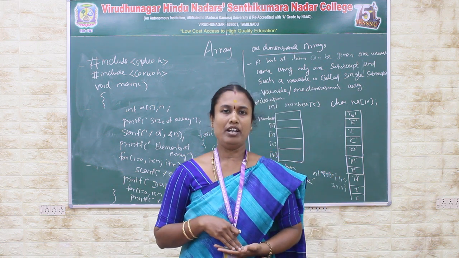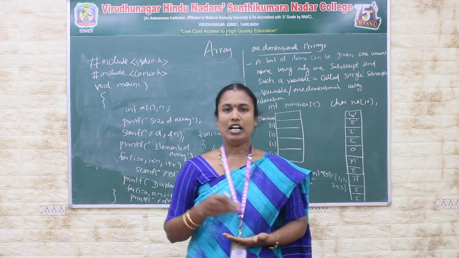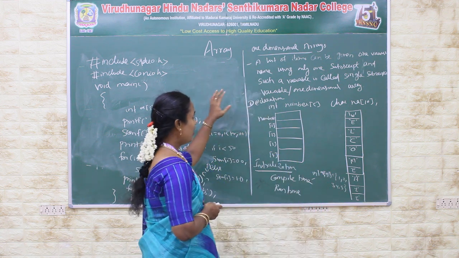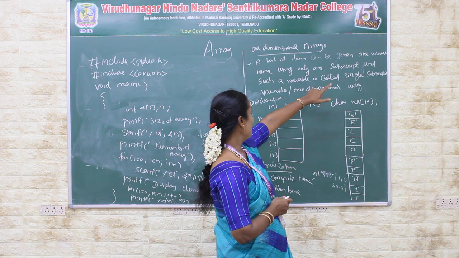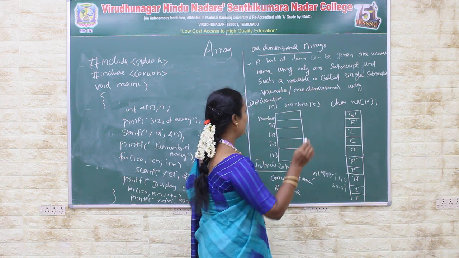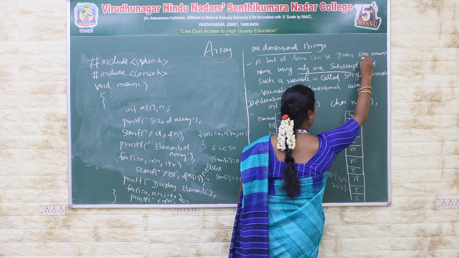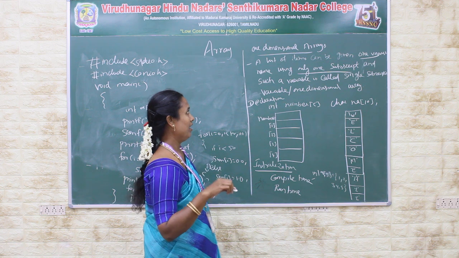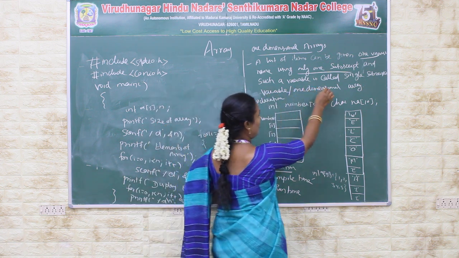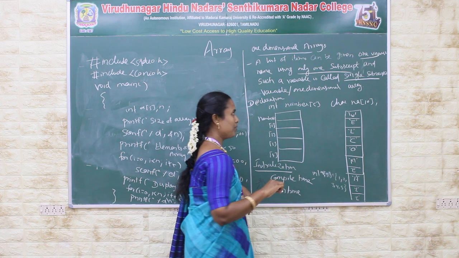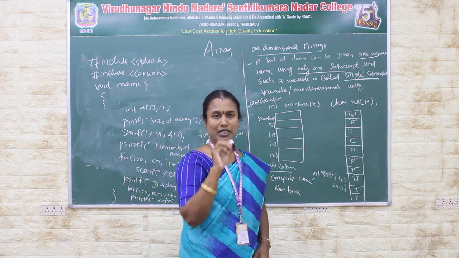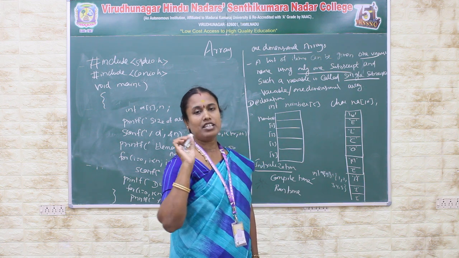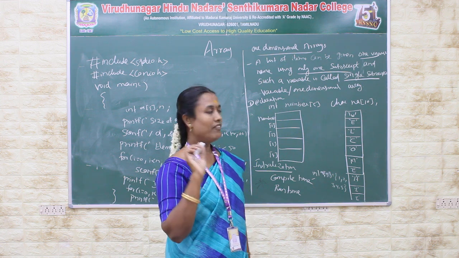Okay, here we can see the one-dimensional array. What is a one-dimensional array? The array name followed by a single subscript is called a one-dimensional array. A list of items can be given one variable name using only one subscript. Whenever you use only one subscript after the variable name, it is called a one-dimensional array. Such a variable is called a single subscripted variable or one-dimensional array. An array variable is a name followed by a single subscript in single square brackets.